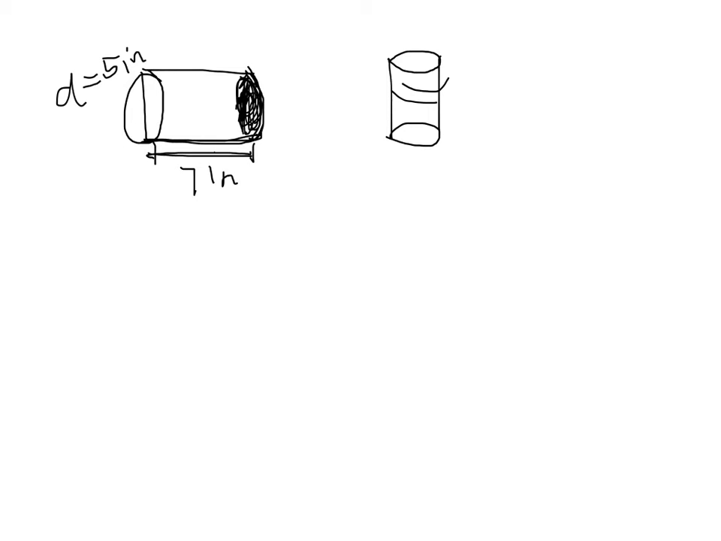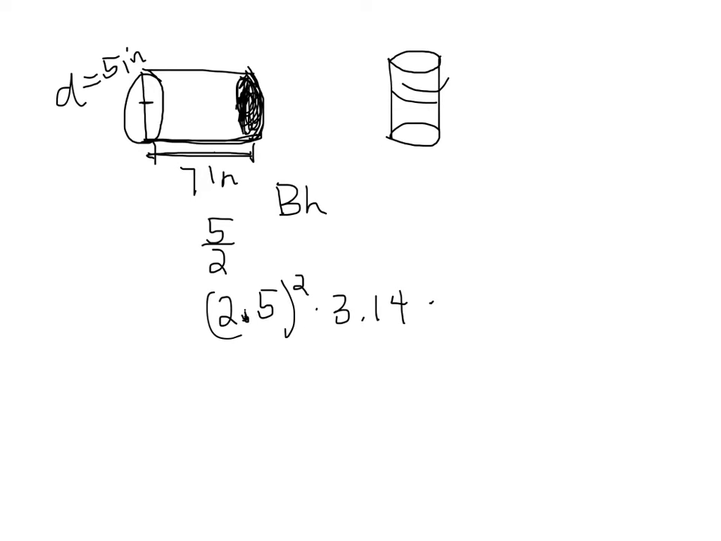As I know, you have to be able to do radius squared times pi. So before I do that, I have to say the 5 divided by 2, which is 2.5. Sorry for my messiness. Remember, I'm doing capital B base times the height. So this is radius squared times pi, and then I'm going to multiply that by the height, which is 7.